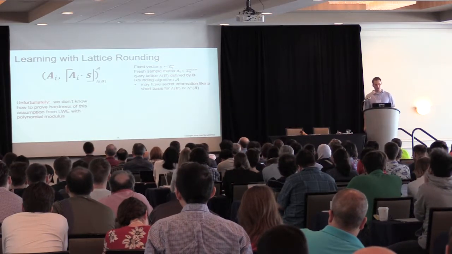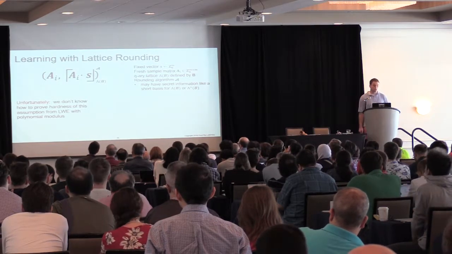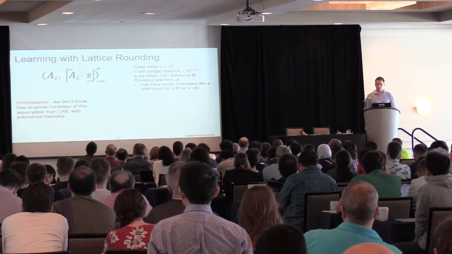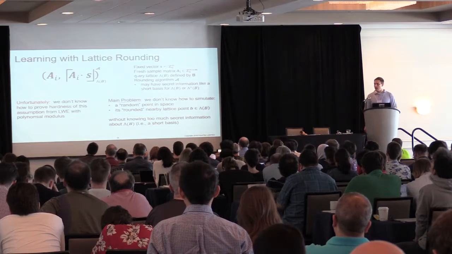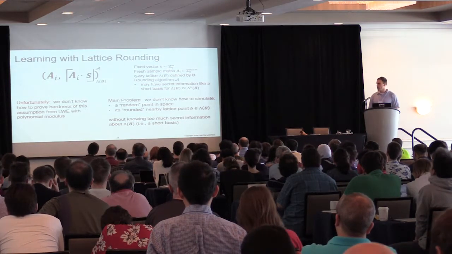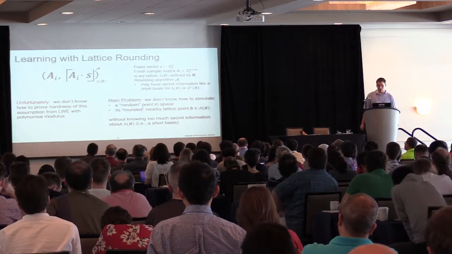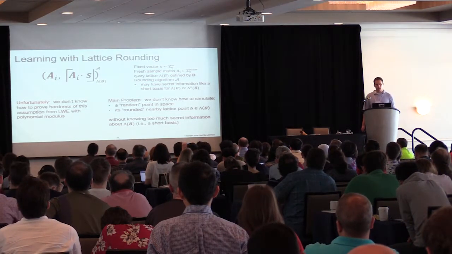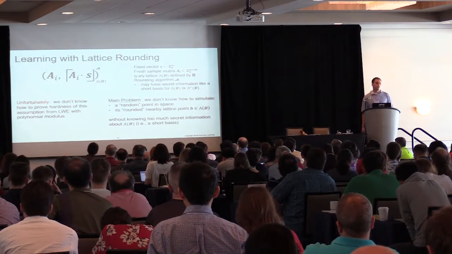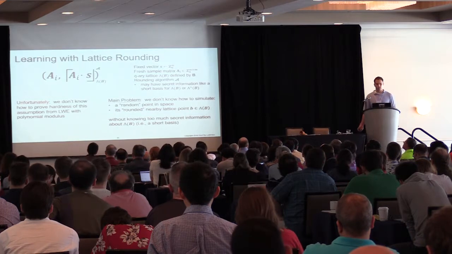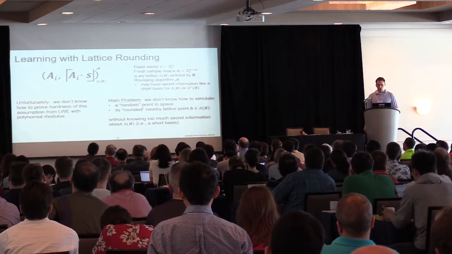But unfortunately, we don't know how to prove hardness of this assumption from LWE with polynomial modulus. This is still, I think, an interesting open problem. And the main issue is a problem that anyone who's tried to do a lattice proof has run into. We don't know how to simulate a random point in space and its rounded nearby lattice point without knowing too much secret information, like a basis for lambda b or some kind of trapdoor, essentially. So what do we do?